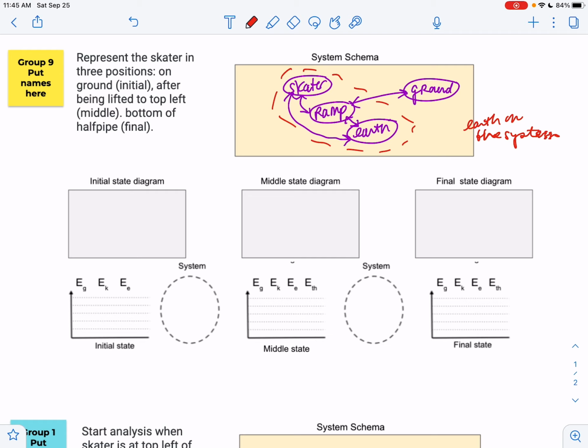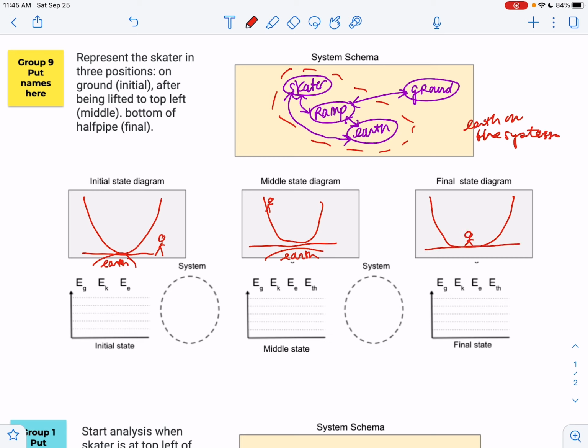All right. State diagram, you can draw it however you want. I'm just going to draw it real simple. The first state that I wanted was with the guy on the ground. And I'm going to go ahead and draw the earth in here. I don't think we did this in class, but probably a good idea to put it. In the second picture, we've raised the guy to the top. And I'm also going to put the earth underneath there. And in the final state diagram, I wanted the guy when he was coming around the bottom. All right, so there's my state diagrams.